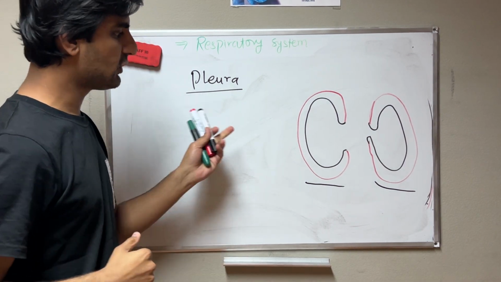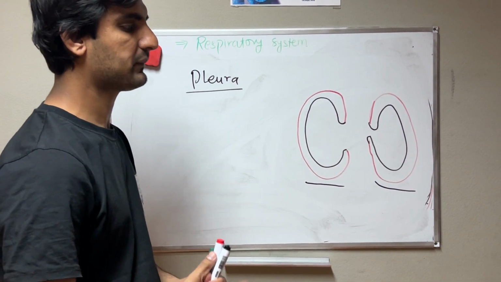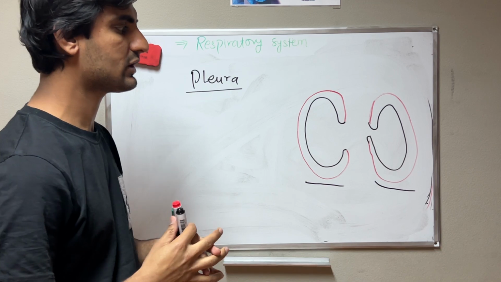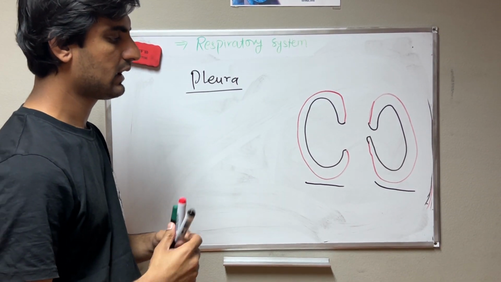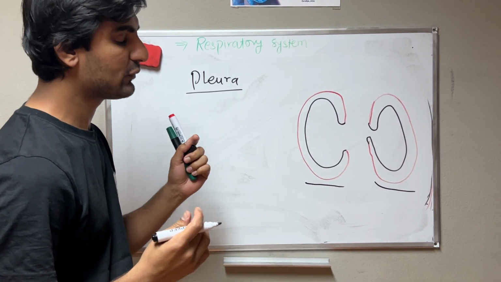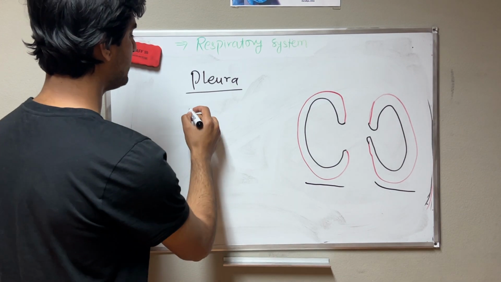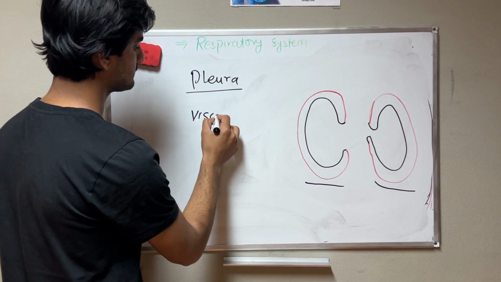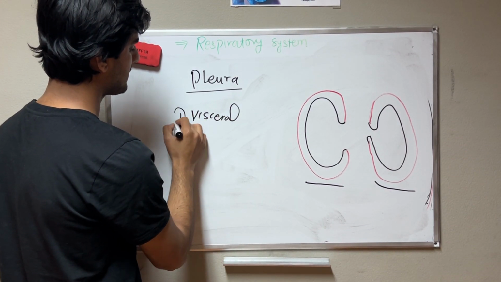Now about the pleura. And what is pleura? Pleura is the layer which covers the lungs. Okay, and we have two types of pleura: visceral and parietal.